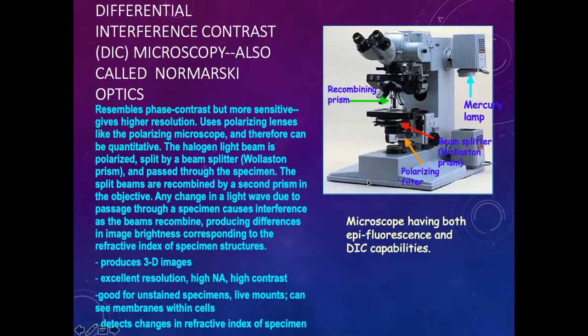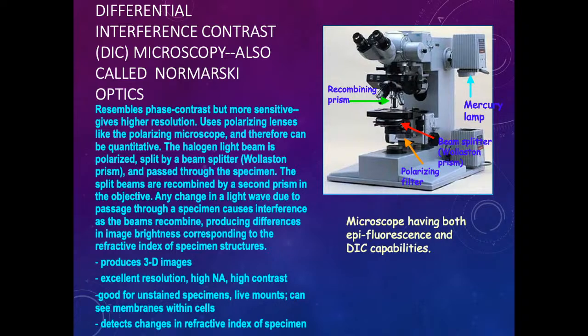So whatever change that we see in the light wave due to the passage through the specimen causes interference in that beam and then produces a difference in the image brightness corresponding to the refractive index of your specimen structure, which gives us a 3D structure, quite high numerical aperture, high contrast, excellent resolution. So everything is excellent, high, much better. 3D images, even though we didn't stain our specimens.